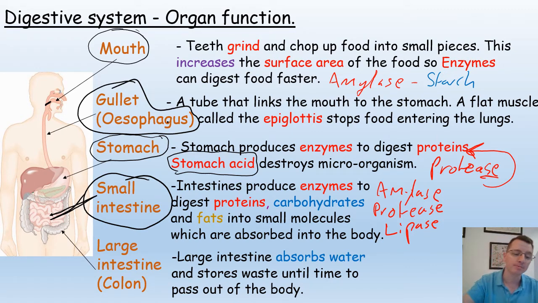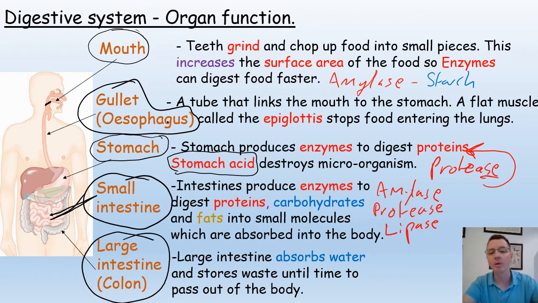The final organ is the large intestine, or the colon. The function of the large intestine is just to absorb water and store waste until the time it's ready to pass out of your body through the anus. This is the large intestine that wraps around the small intestine. Interestingly, the large intestine is actually quite short in length. It's known as the large intestine though because its diameter is very, very wide, and the small intestine has a small, very narrow diameter.